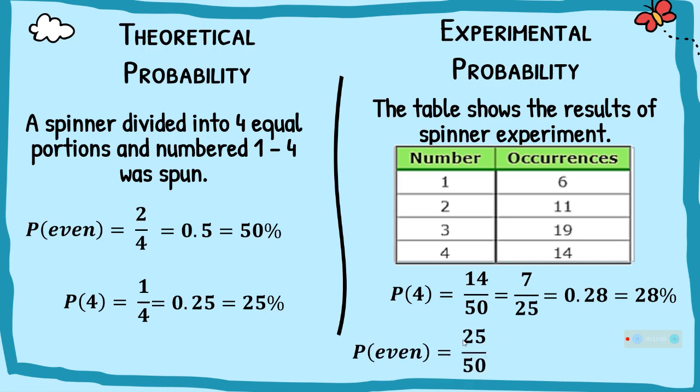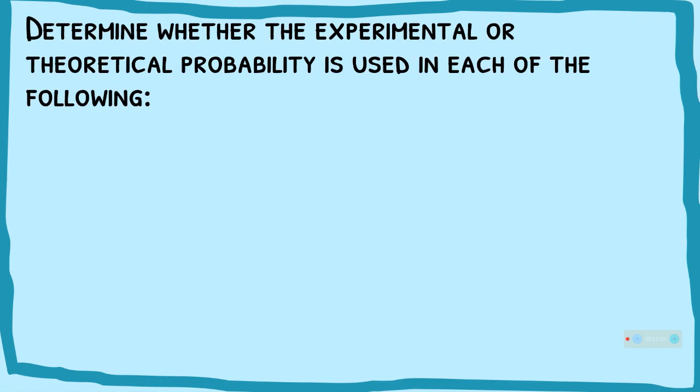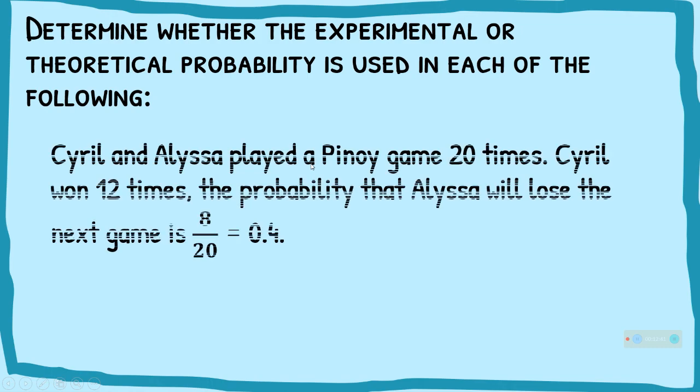And also, if you have the even. As you have seen, we have probability of even is 25, because we have 2 is 11, and 4 is 14. So, that is 25. You will just add and then reduce to lowest term. So, 1/2 or 0.5 and 50%. Question? Next, determine whether the experimental or theoretical probabilities used in each of the following.